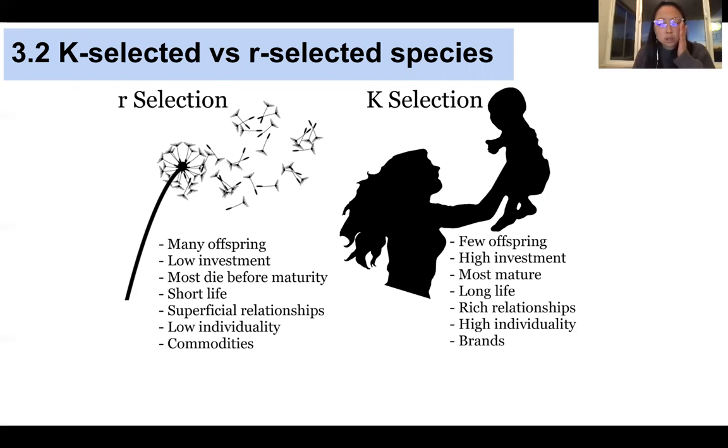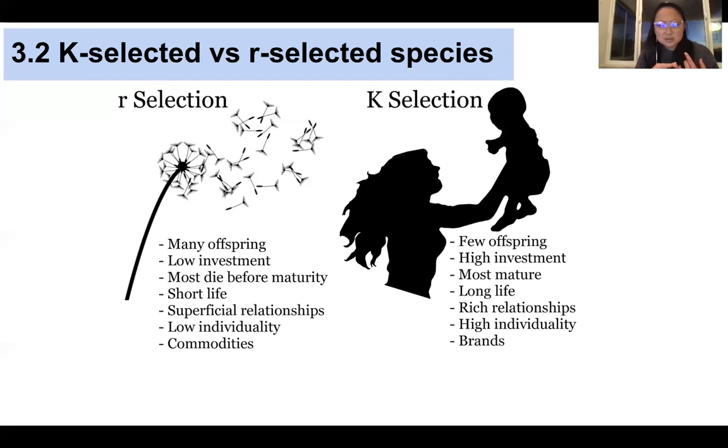Low investment means that oftentimes the parent of whatever species it is will abandon their young or only take care of their young for a short amount of time. So that's what they mean by investment. And usually with R selected species, most of the offspring will die before they mature. If you think about things like turtle eggs, baby turtles don't usually survive to adulthood. There are a few that do. Most of them have shorter lives as well for R selected species.